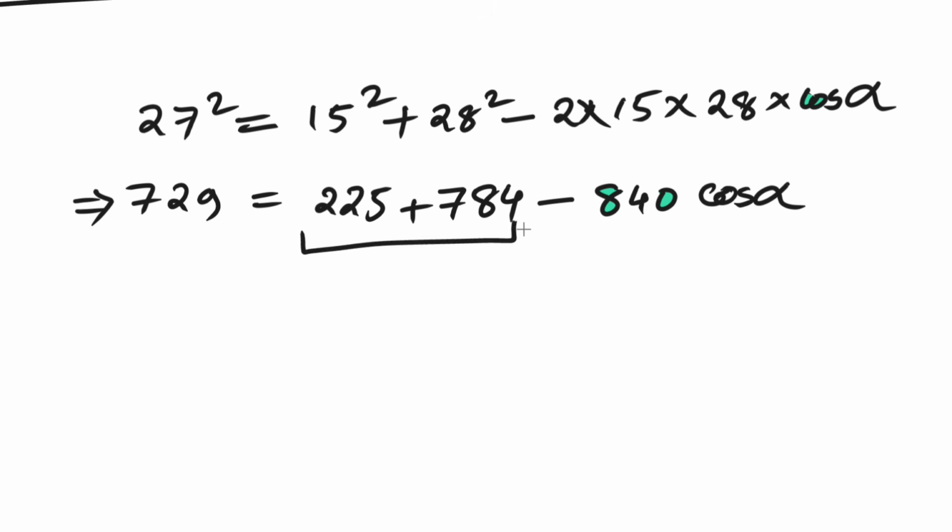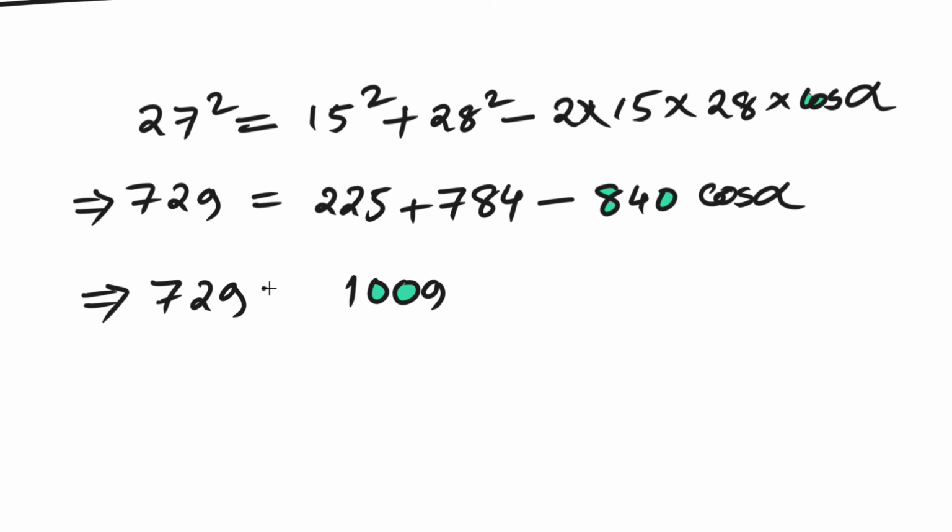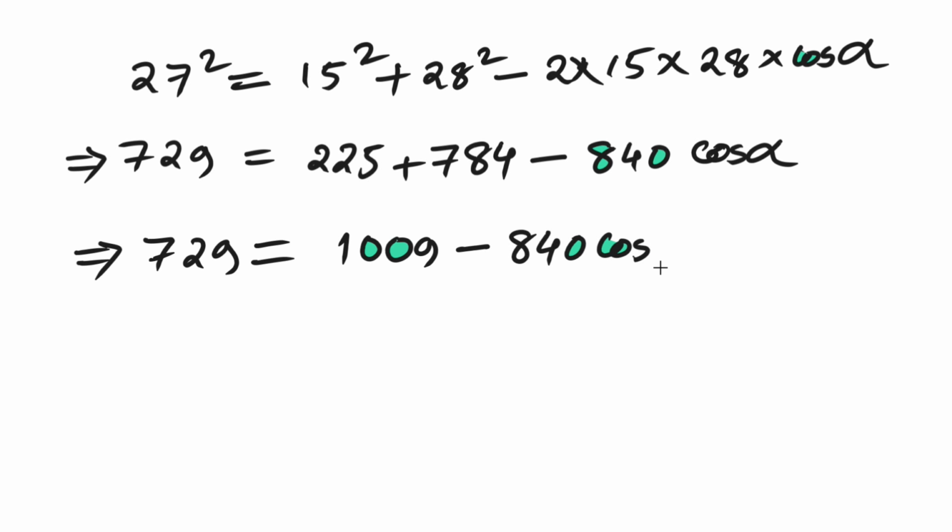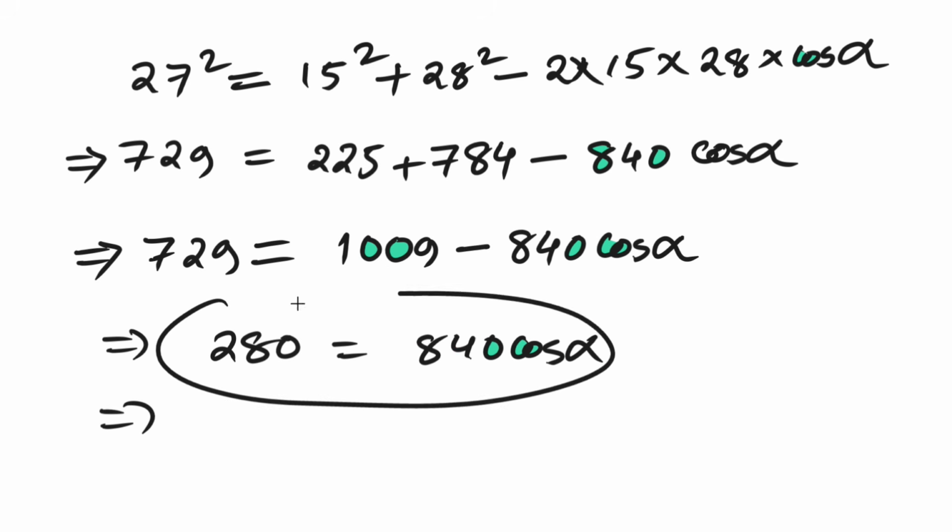Add the first two numbers on the right-hand side. 225 plus 784 equals 1009. Therefore, we have 729 equals 1009 minus 840 cosine of alpha. Now we want to isolate the cosine term. Subtract 729 from 1009, giving us 280. Therefore, 840 cosine of alpha equals 280.